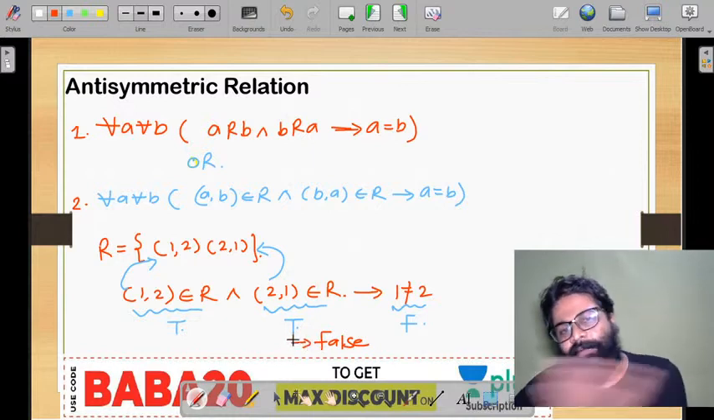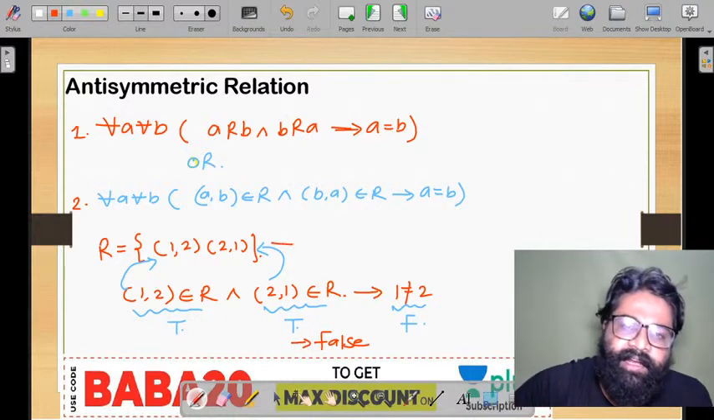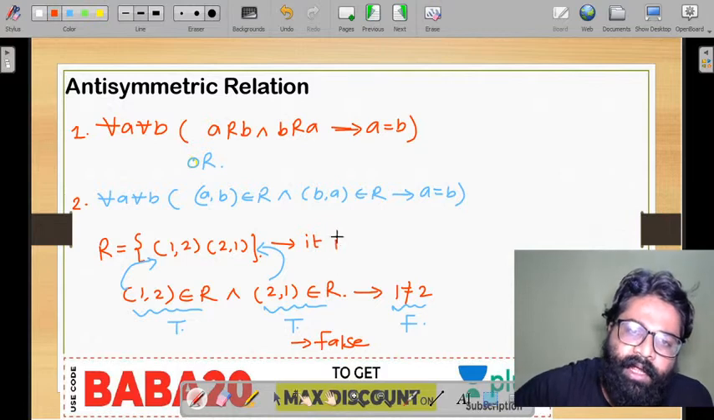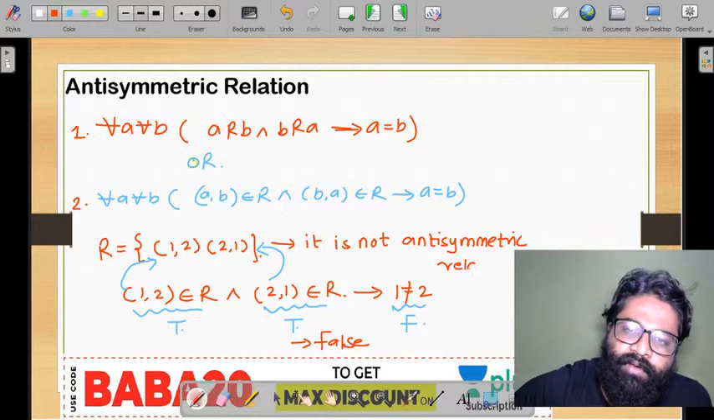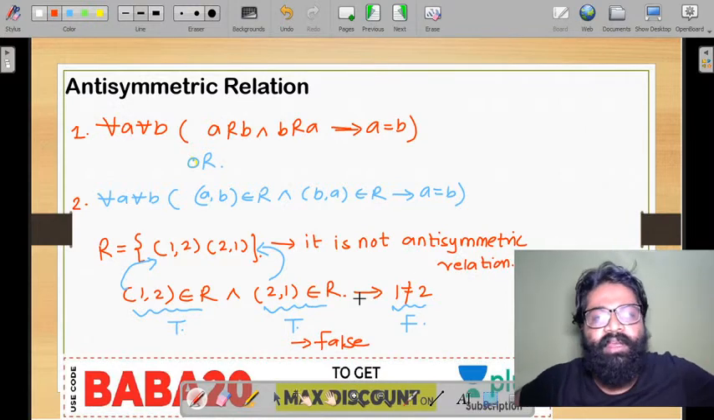When the whole statement becomes false, we can say that it is not an anti-symmetric relation. Please try to understand, this is not an anti-symmetric relation.